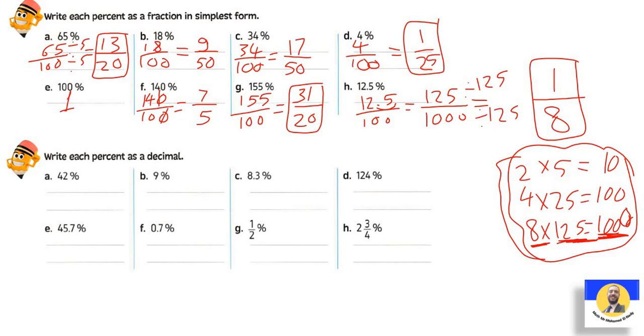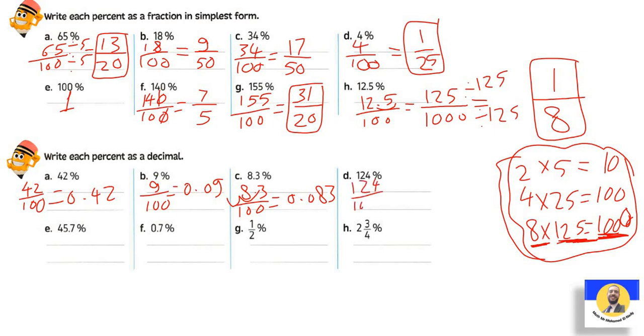Next, how can we change this percent into a decimal? So it will be 42%. It means that it's 42 over 100. That means 0.42. طب 9%, it means 9 over 100, so it means 0.09. Next, 8.3%, so it's over 100, that means 0.083. Why? Because we move back the decimal. طيب تمام.